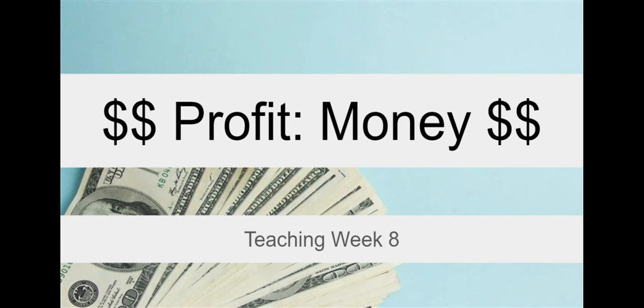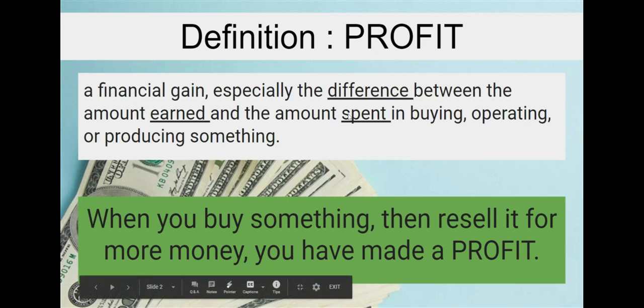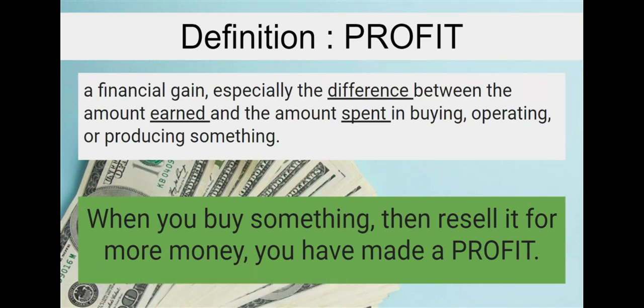Profit is anytime somebody has a business, whether it's a restaurant, a clothing store, a grocery store, in order for them to make money and to stay in business, they have to earn a profit. So the definition of a profit here in the gray is the official definition, which is a financial gain, especially the difference. Difference is a key word, the difference between the amount that they earned and the amount that they spent in buying, operating, or producing something.